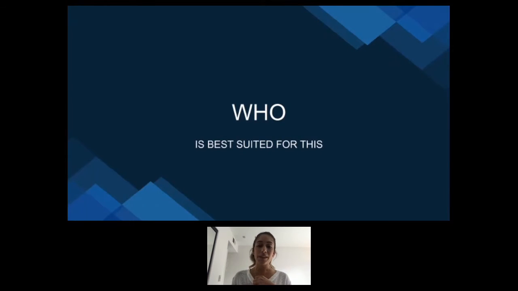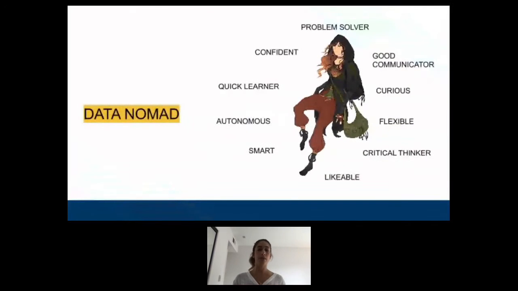So who is best suited for this? That's the question, right? When I started thinking about someone who wants to achieve data nomad status, what are the characteristics of this person? I started thinking, well, clearly they're going to have to be a good problem solver, a quick learner, someone who's smart, autonomous, and also a good communicator.